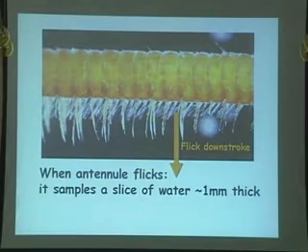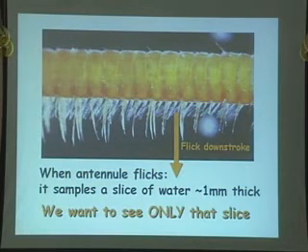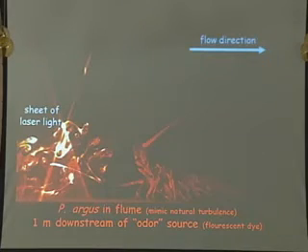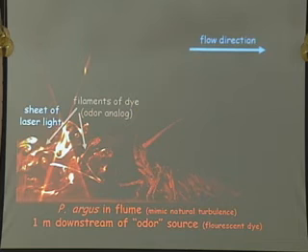So the antennule flicks through a millimeter slice of water, and we use the laser to look at only that slice. So here's our lobster again, and it's illuminated now with a sheet of laser light, a millimeter thick, comes down here, bounces off a mirror, and is reflected up that way. And when you shine a sheet of laser light through the odor plume, you see it's not just a diffuse cloud. You see that there are filaments of very high concentration.